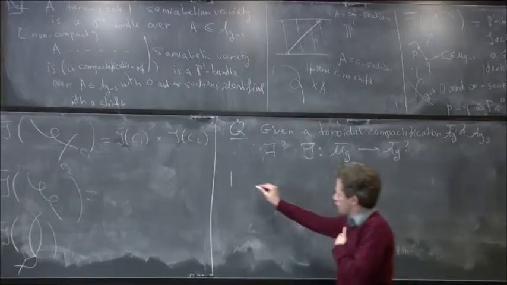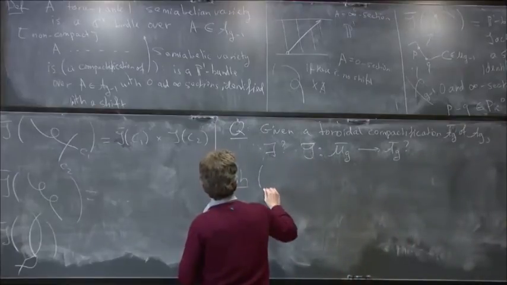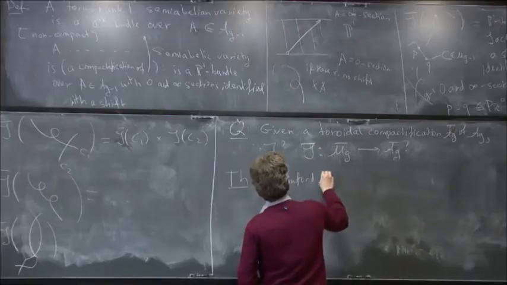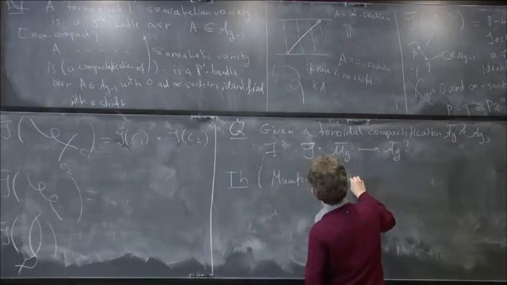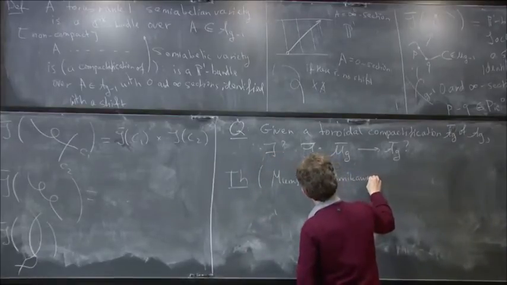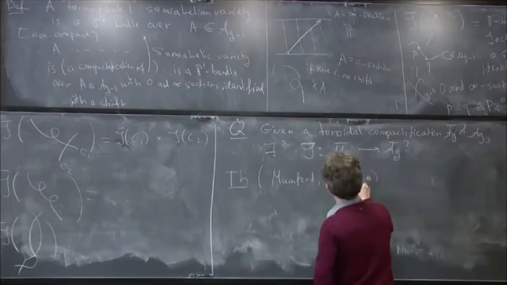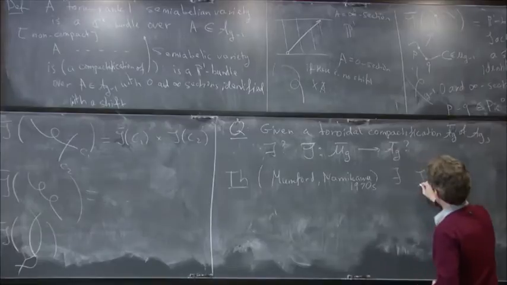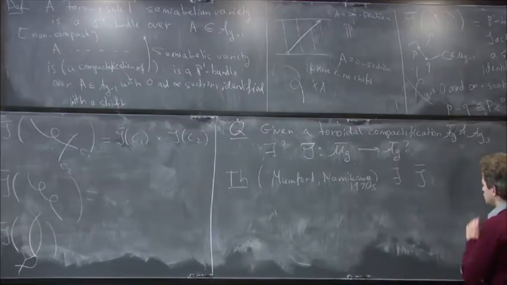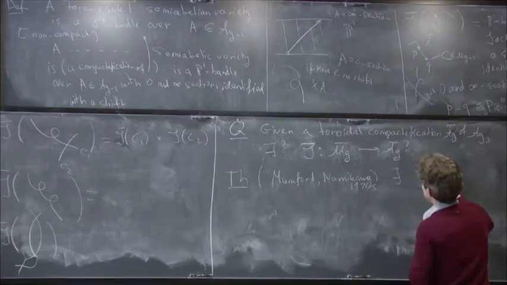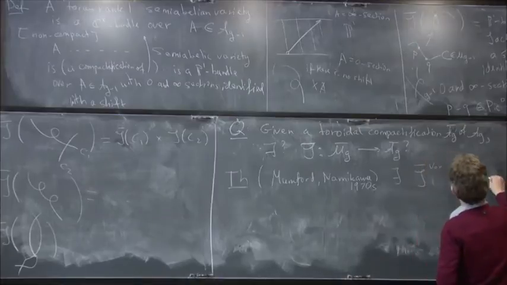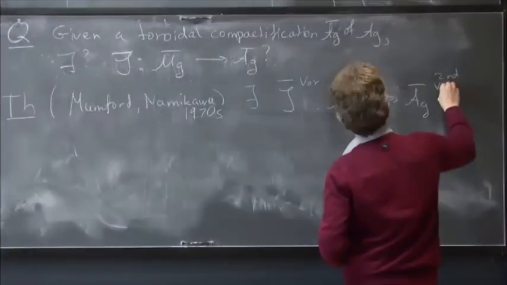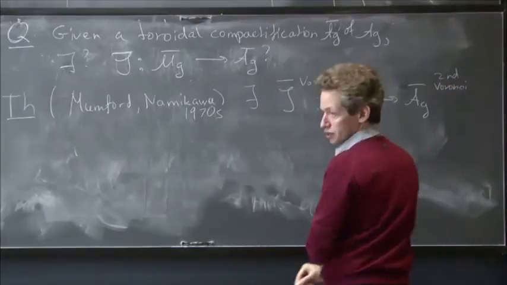Okay, so here are a couple theorems. The first theorem is due to, well, I think Mumford and Namikawa, and I hope this is an inclusive list of the people who have done it. And this is from the 1970s, which says that there exists an extension of the Jacobian map, and I'll put Voronoi here, M_g bar to A_g bar, and this is a so-called second Voronoi toroidal compactification.